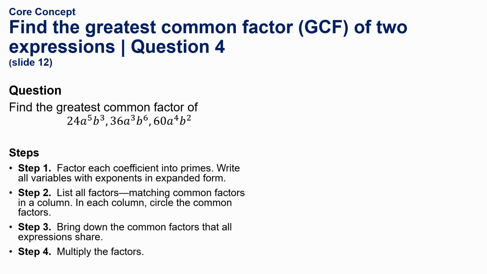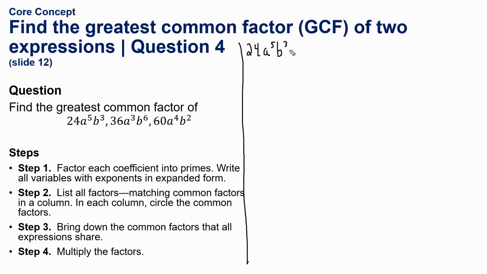The final question I have in this learning objective is to find the greatest common factor of 24a to the 5th power, b to the 3rd power. The second term then is 36a to the third power and b to the sixth power. And then finally, 60a to the fourth power and b to the second power. So definitely a hairy looking question with a lot of different terms here, but the basic process is actually the same here. So let's go ahead and first break up 24a to the fifth power, b to the third power here.